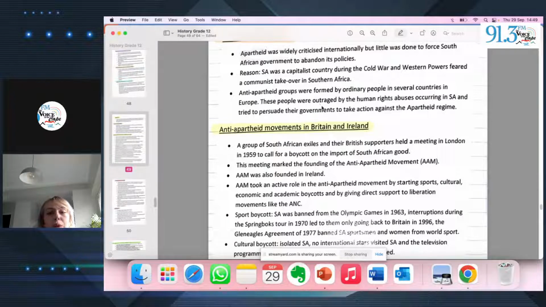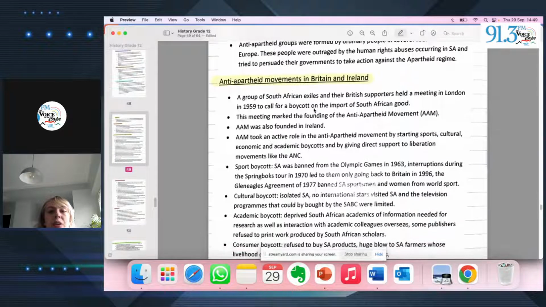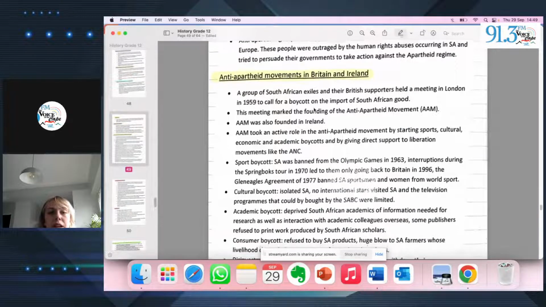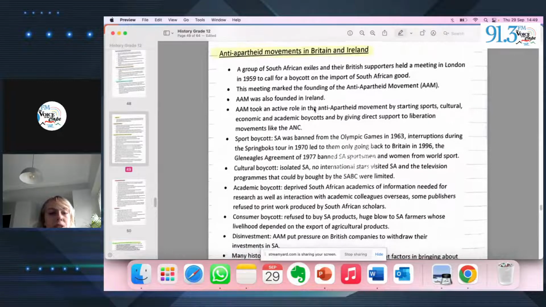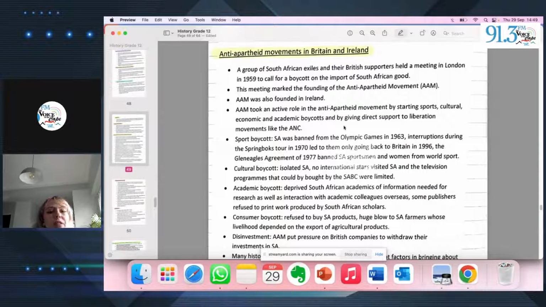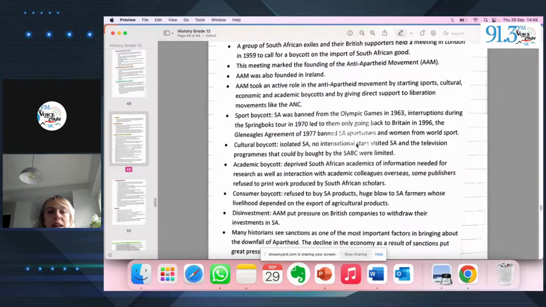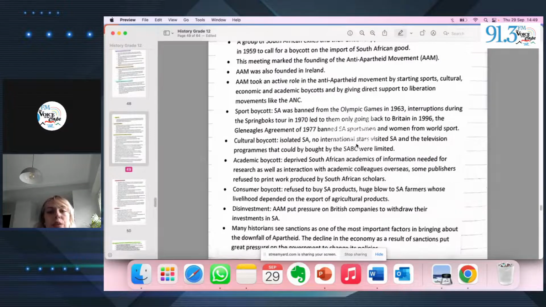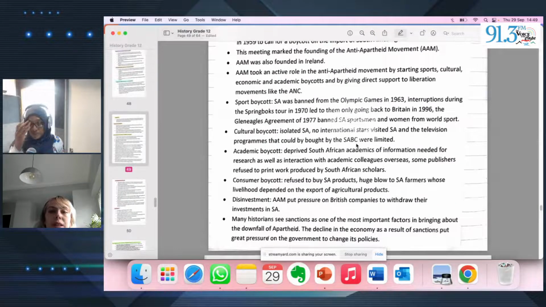Anti-apartheid groups were formed by ordinary people in several countries in Europe. These people were outraged by the human rights abuses occurring in South Africa and tried to persuade their governments to take action against the apartheid regime, specifically in Britain and Ireland. So a group of South African exiles and their British supporters held a meeting in London in 1959 to call for a boycott on the import of South African goods. This meeting marked the founding of the Anti-Apartheid Movement.